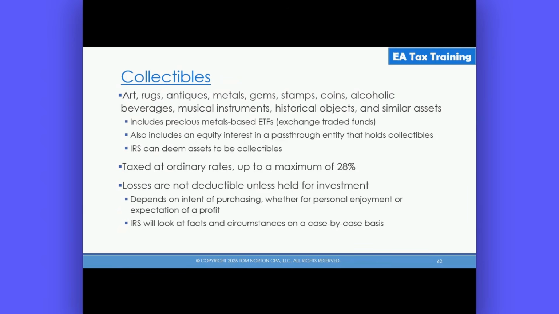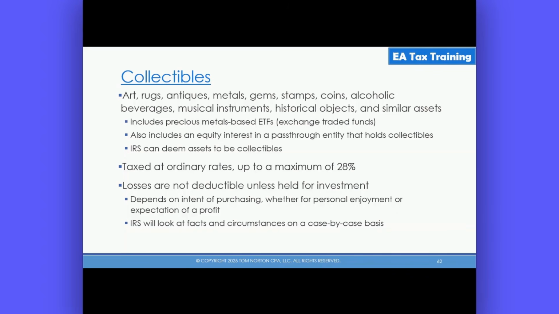When you sell a collectible, it is taxed technically at ordinary tax rates, but the maximum rate is 28%. So even if you're in the 35 or 37% tax bracket, the gain on the sale of the collectibles will only be taxed at a maximum of 28%. This is one of those asterisk items at the bottom of that capital gains chart, which was for collectibles.